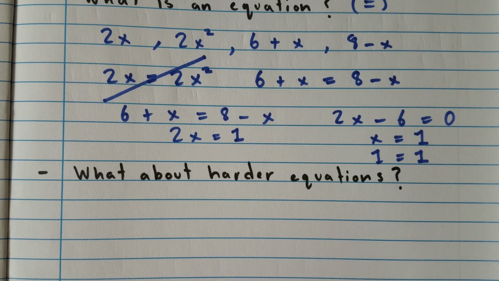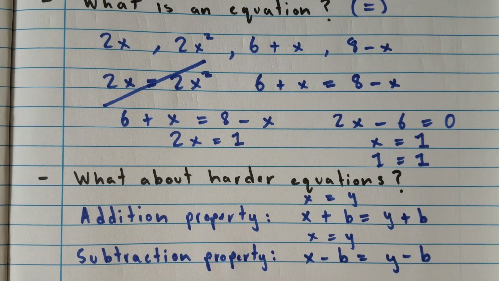So what about harder equations? Well, we have to know some properties of equalities, and some of these are the addition property of equality, the subtraction property of equality, the multiplication property of equality, and the division property of equality. First, I'll go through the addition property and the subtraction property. So what does the addition property of equality say?